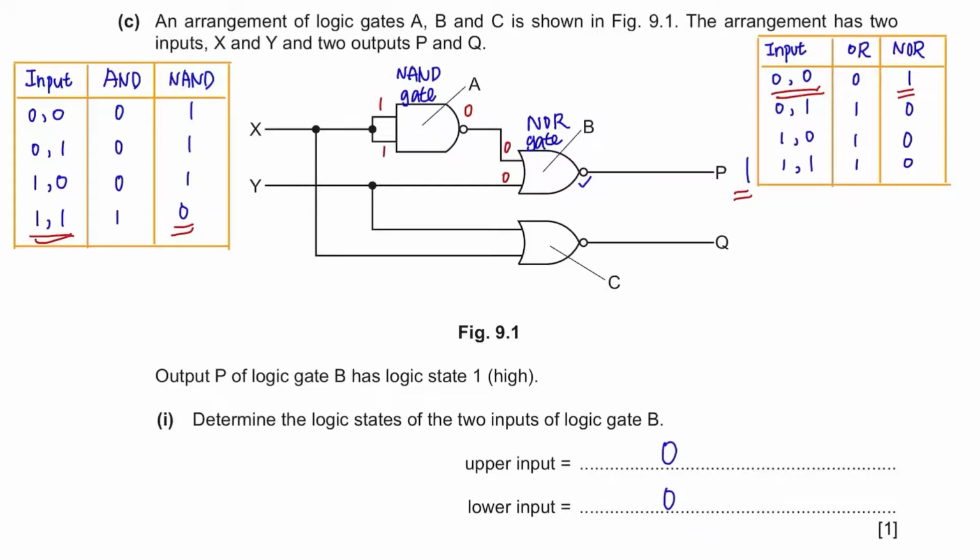That concludes that X is 1, and from the above question, we have found out that this is 0. So the upper input of logic gate C is obviously 0. Logic gate C is the NOR gate, so if you put 0 and 1, it becomes 0.